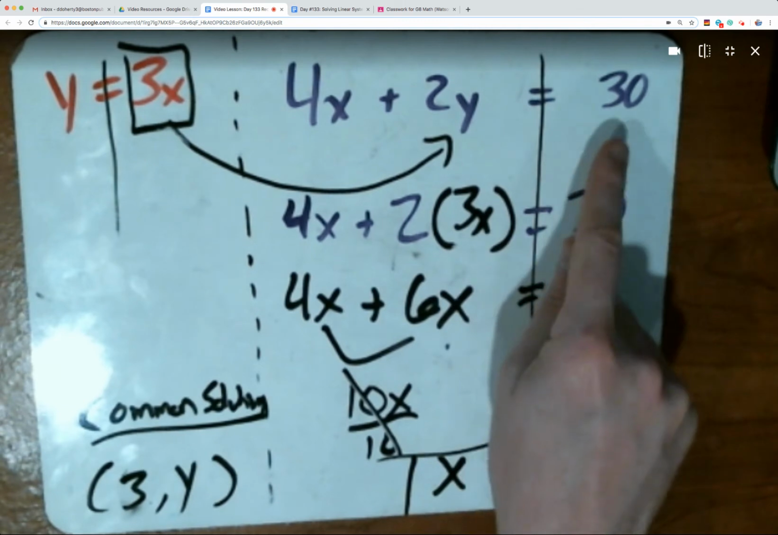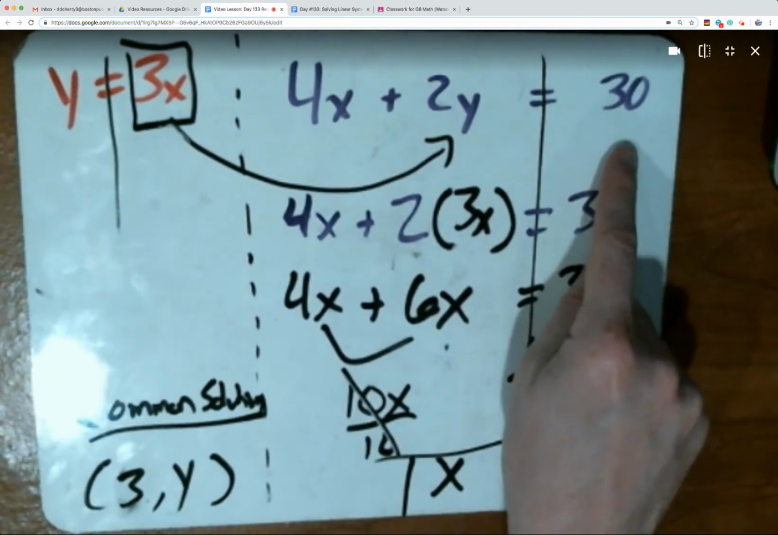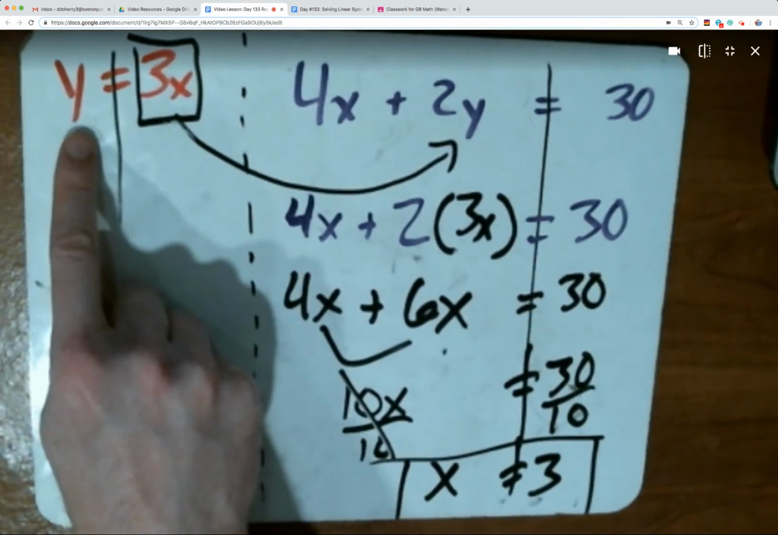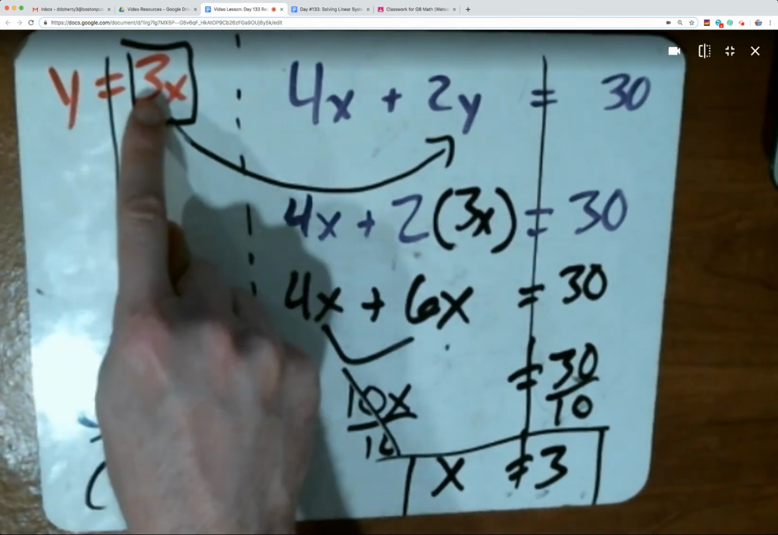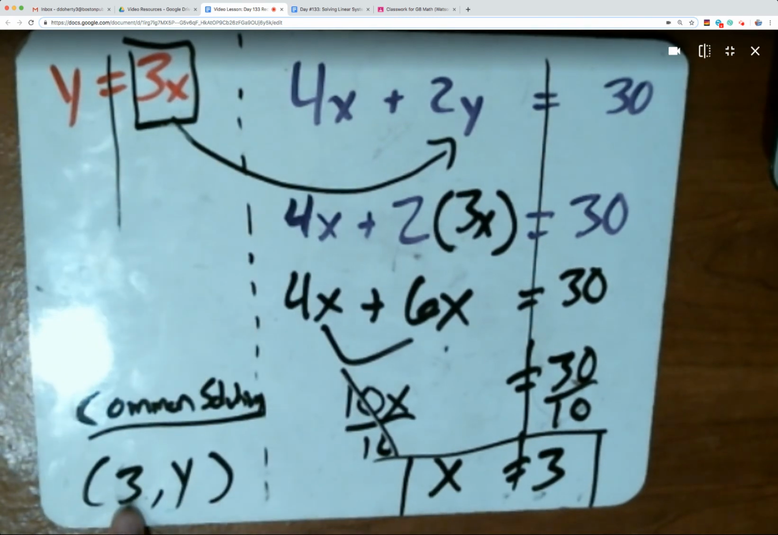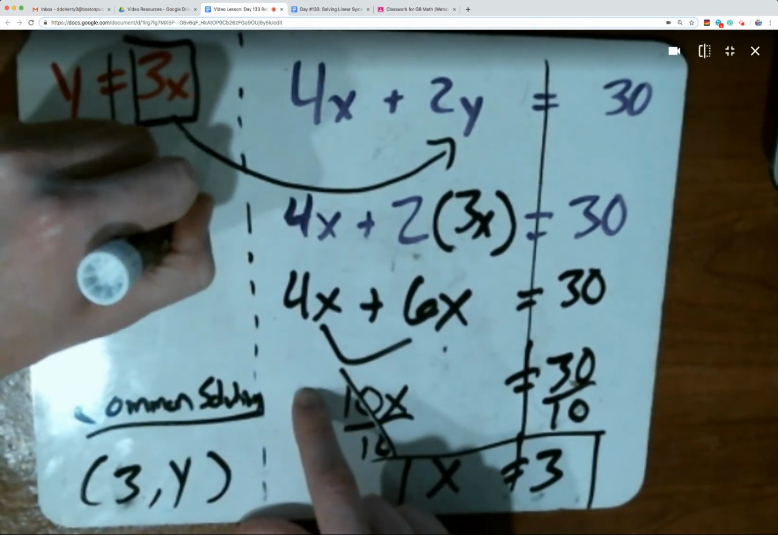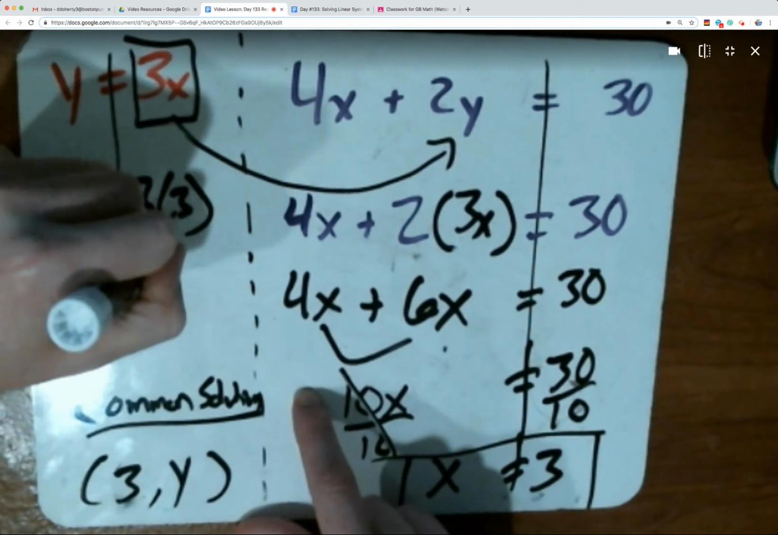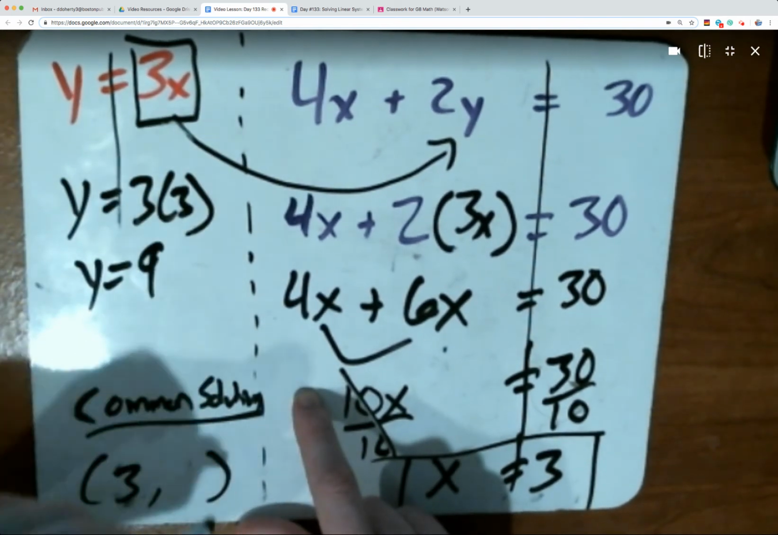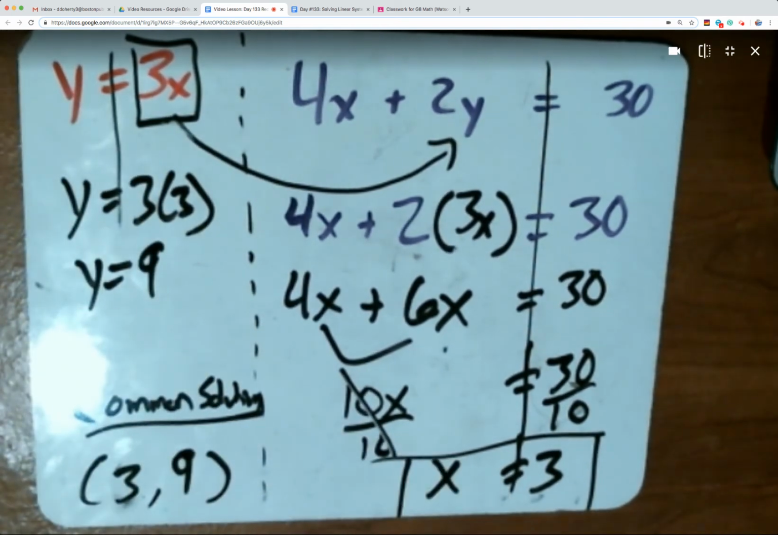I'm going to look back to the original equations. Purple's kind of complicated. Red is ready to tell me y immediately. It says y will be equal to 3 times whatever x is. So I'll take the 3 for x, plug it in here. y equals 3 times 3, or y is going to be equal to 9.